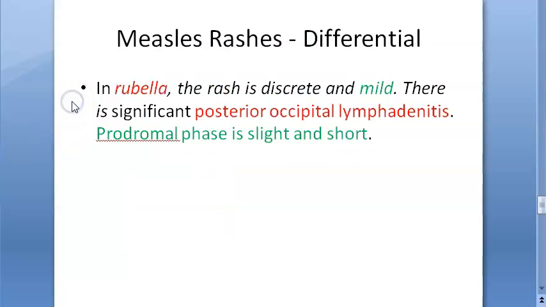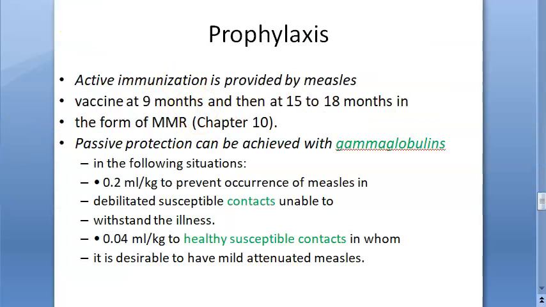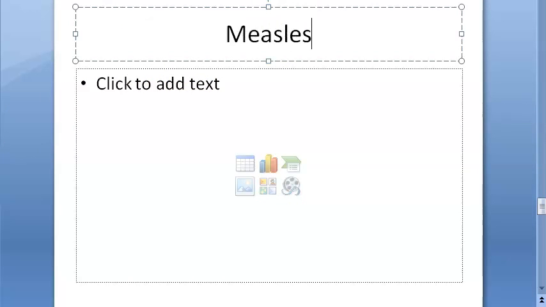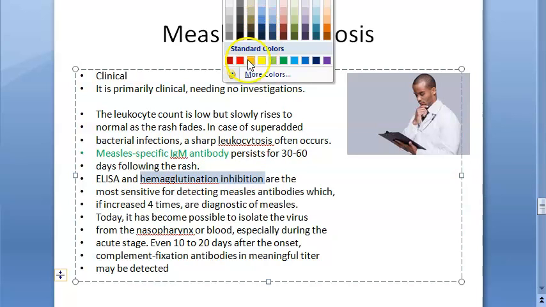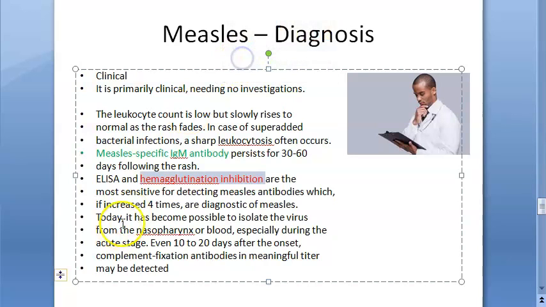So how will you do the diagnosis, guys? How do you know it's measles? Basically, clinically itself you can say, we will come to the differentials, wait, okay? But otherwise, if you do lab diagnosis, what will you find? You will find measles specific IgM antibodies. You can do ELISA and hemagglutination inhibition. Hemagglutination inhibition is there even in influenza, right? So you can do this for detecting measles antibodies.